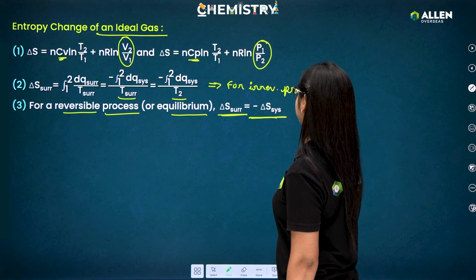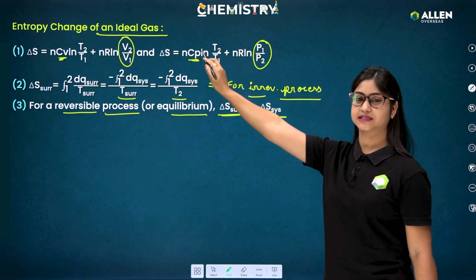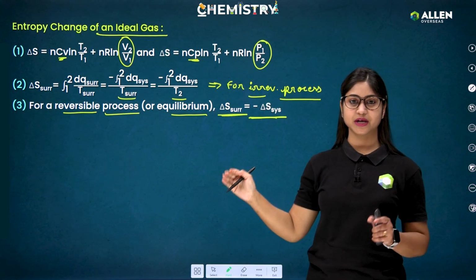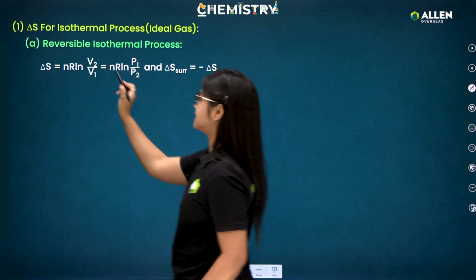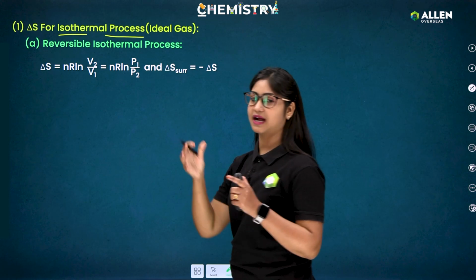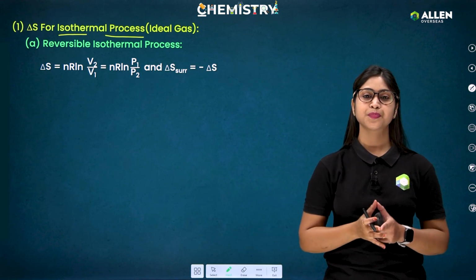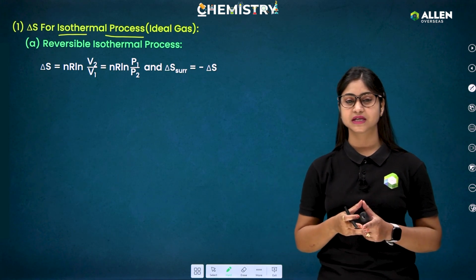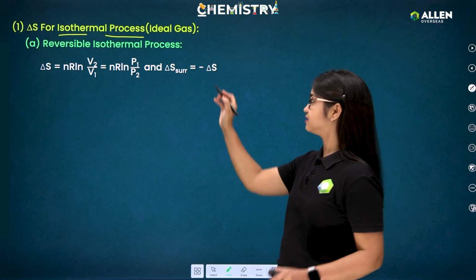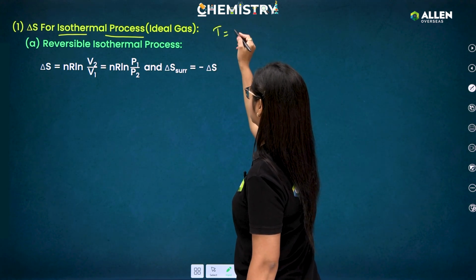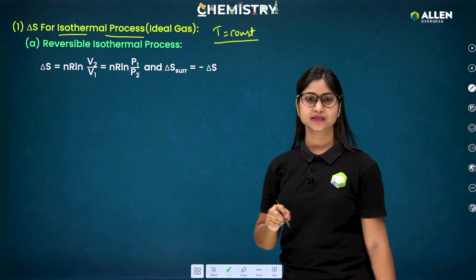For irreversible process, you have to find out the delta S system and delta S surrounding separately, okay? Now when you have isothermal process, if we apply certain conditions like temperature is constant, pressure is constant, volume is constant, then how can we use these formulas? Isothermal process means temperature is constant. For an ideal gas, temperature is constant means delta T will become 0.